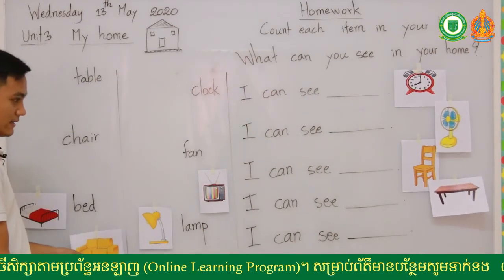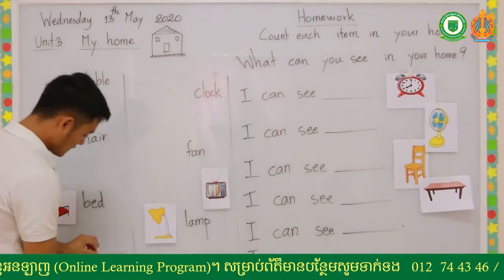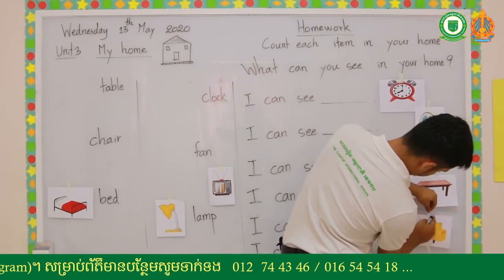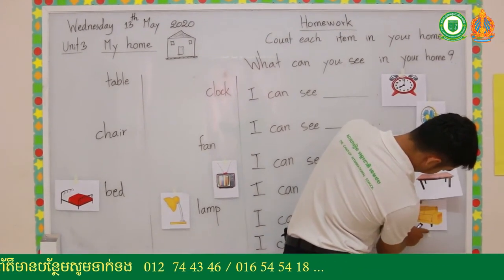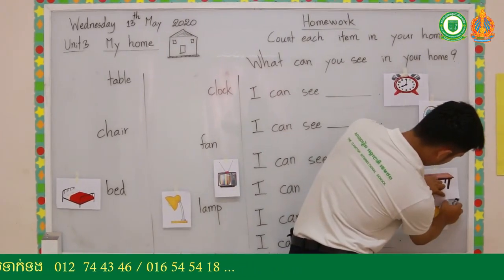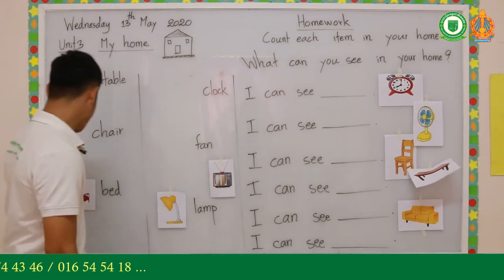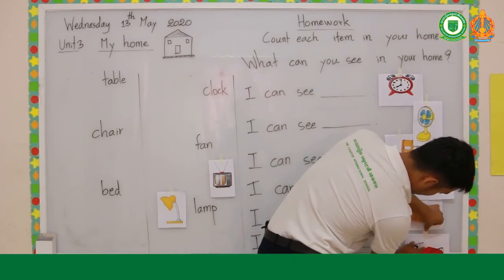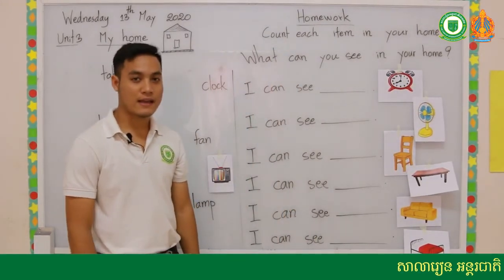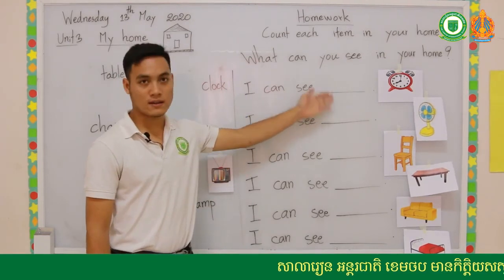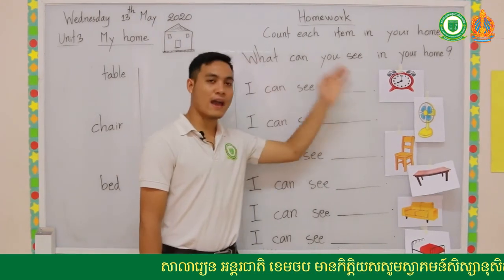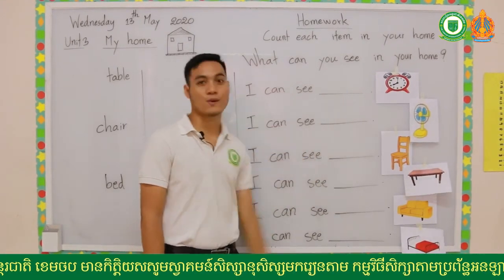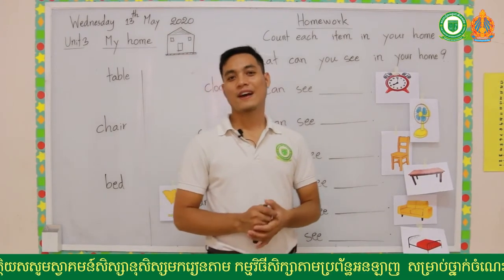And one more is sofa. Okay, sofa. Like how many sofas? Okay. How many sofas can you see in your home? Okay. And the last one is about bed. Okay. So how many beds? How many beds can you see in your home? Okay. And then you read. I can see 1 clock, I can see 2 fans, or I can see 10 chairs, okay, up to you. So the real items in your home. So that's it for your homework.